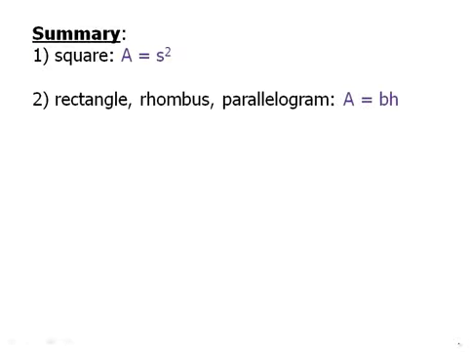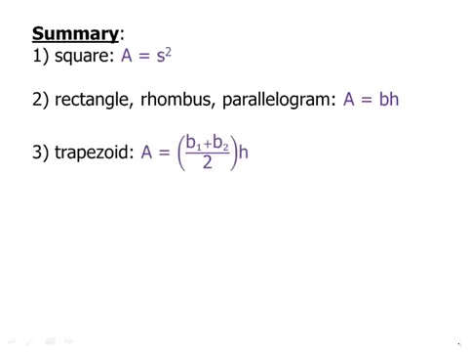In summary, a square has an area of s squared. The rectangle, rhombus, and parallelogram have an area of base times height. We have to be careful in a rhombus or a parallelogram. Any side can be the base, but the other side is not going to be the height. The height has to be perpendicular to the base. We need to find the altitude.